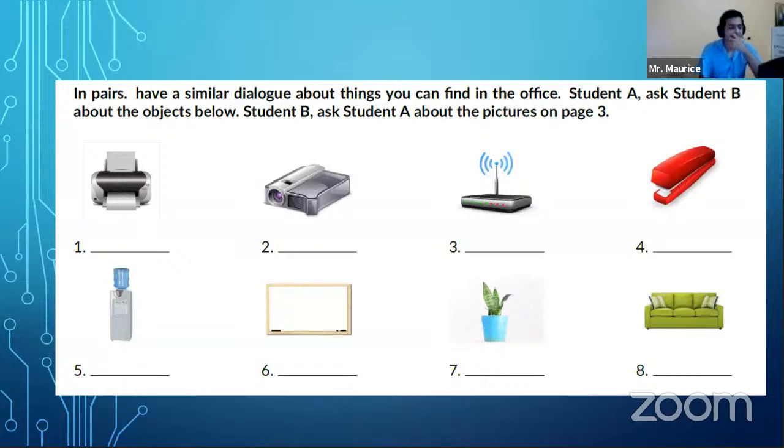Okay, here we go. So once again, I will need just 4 volunteers to practice with me. First, I need to know the names of these objects. Printer. Okay, let me see. Miss Rosemary Alvarado, you help me. Number 1 and 2, please.